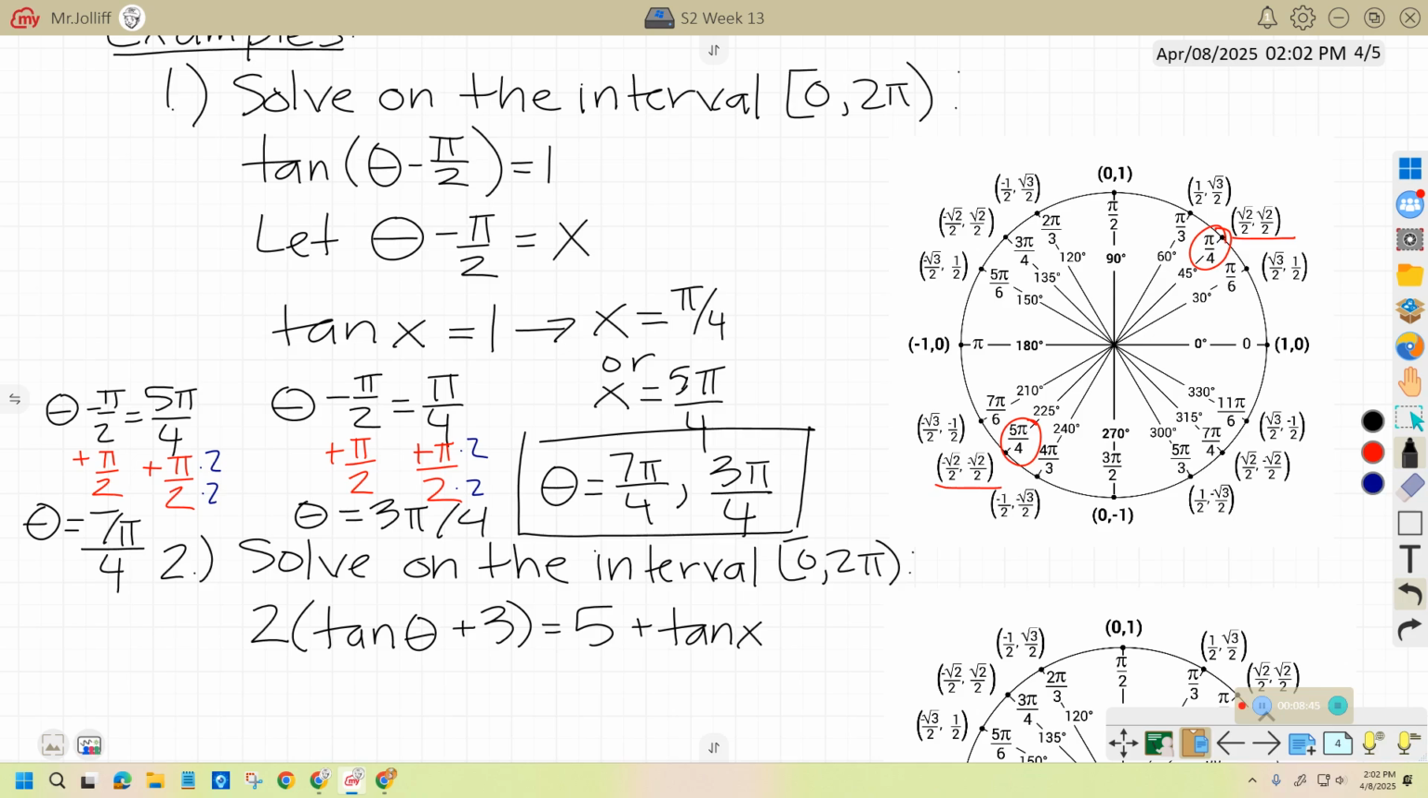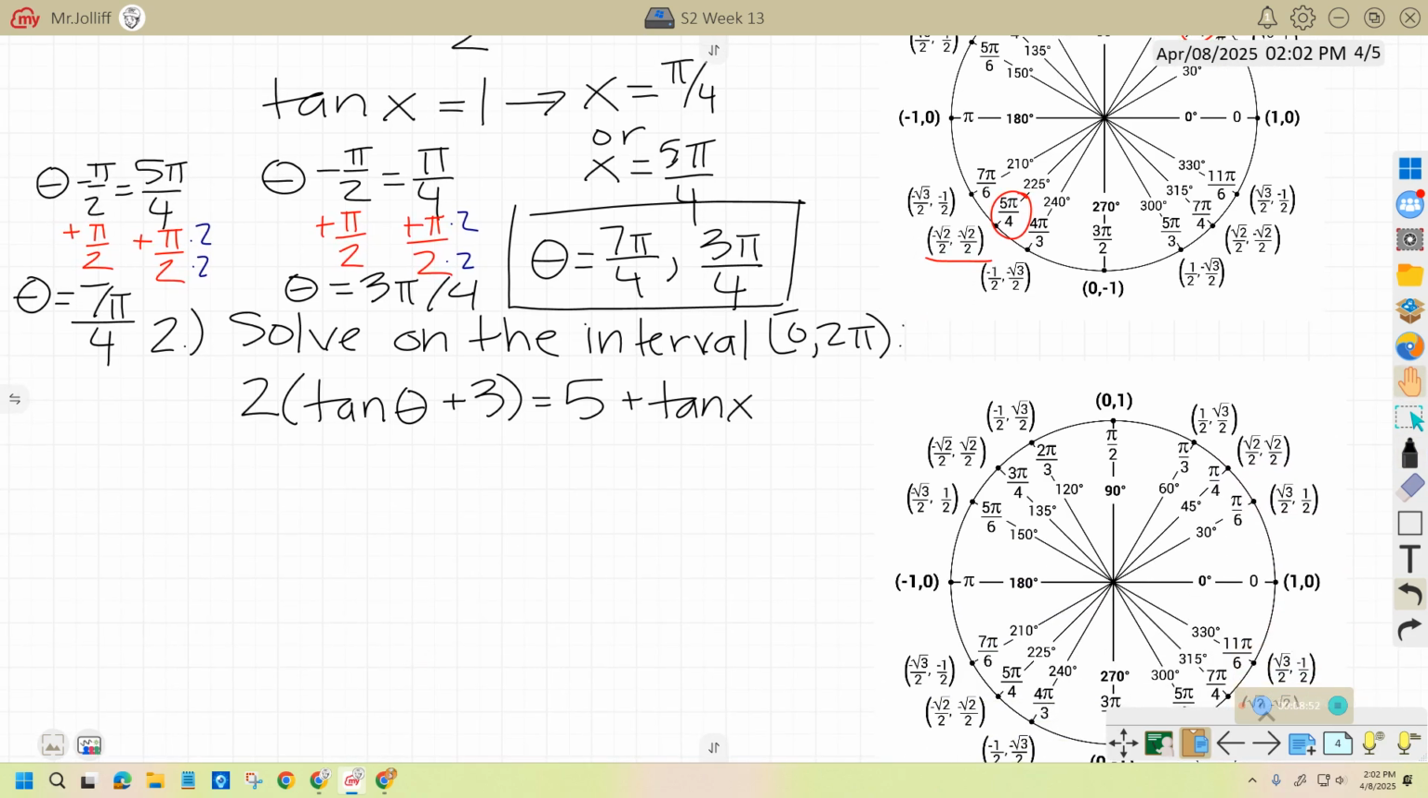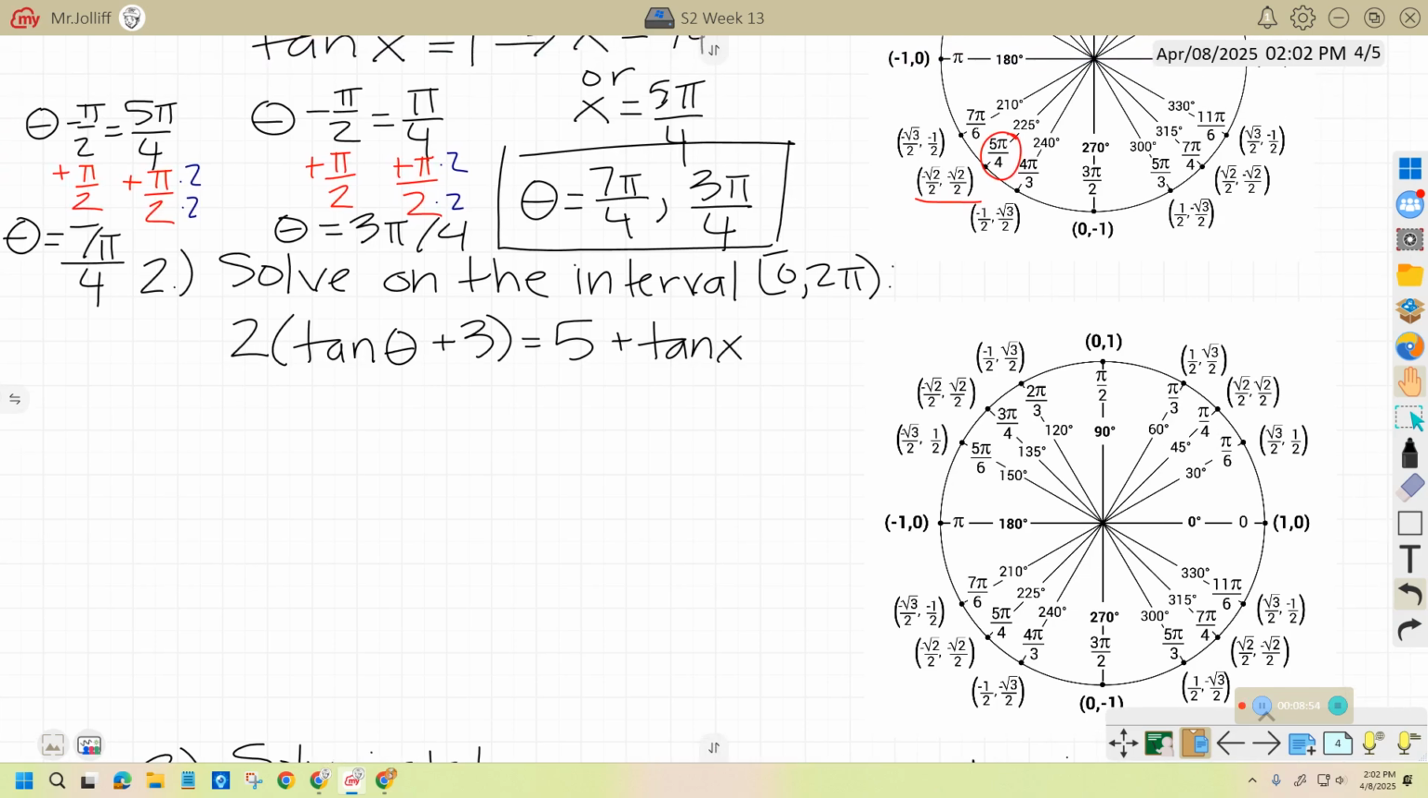Okay. Let's try a couple more. We started to like devolve into each other. I have to write smaller.